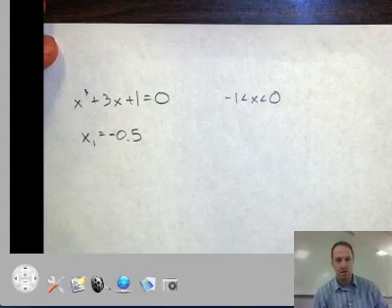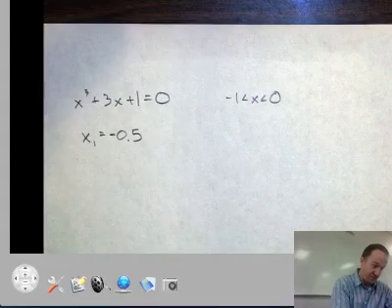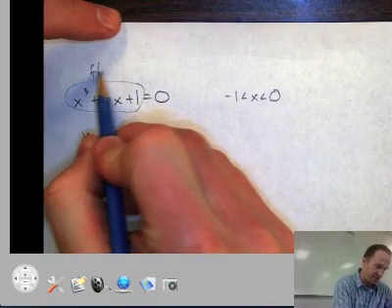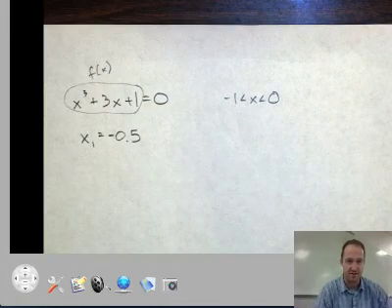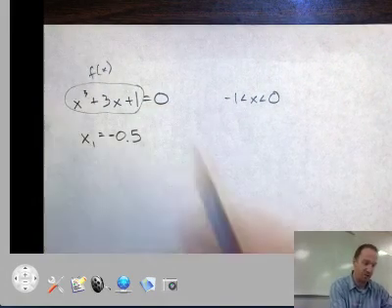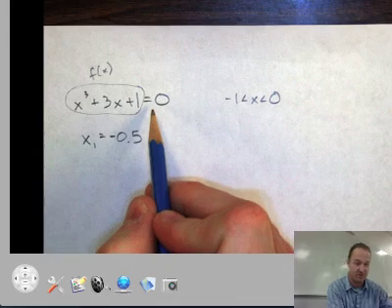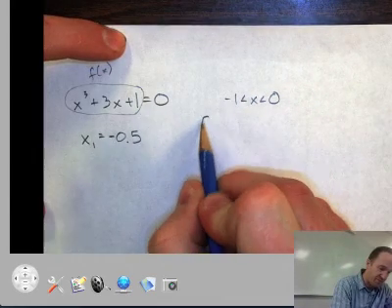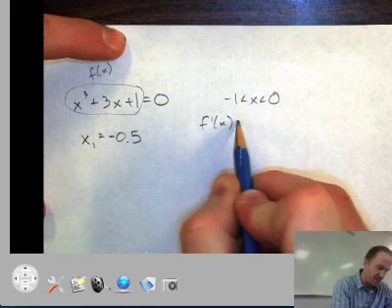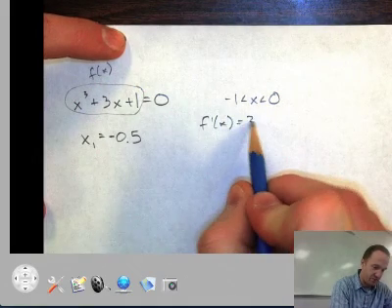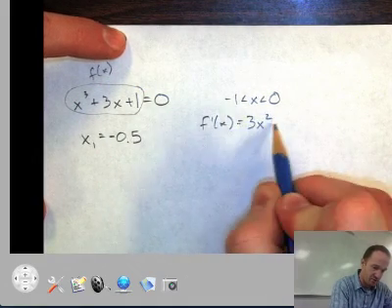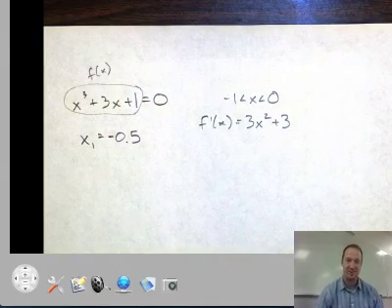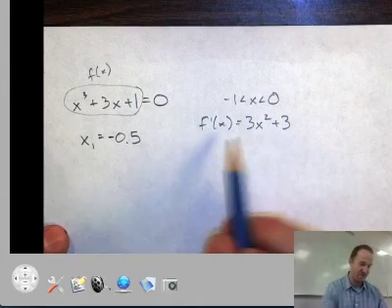Okay. So this is our f of x in that formula that I showed you a minute ago. Notice that it equals 0. We need it to equal 0. If it's not, you've got to make it 0. But we do need f prime of x. So let's write f prime of x over here. And so f prime is going to be 3x squared plus 3.